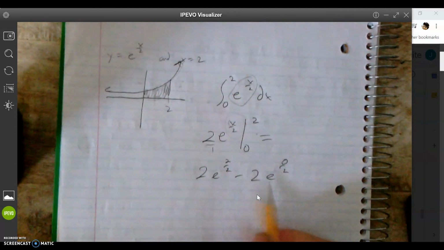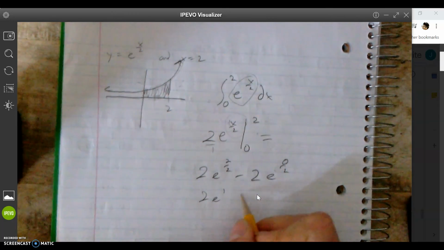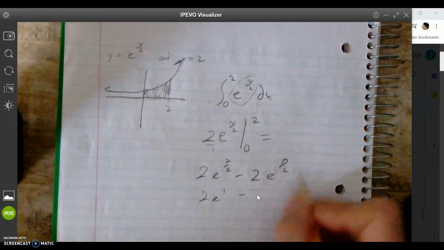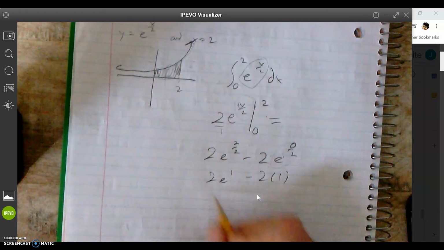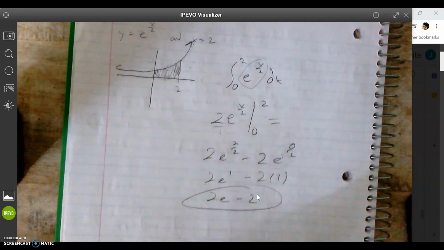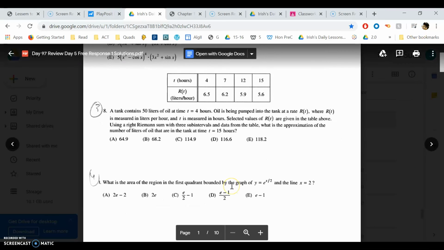So you plug in 2 and you plug in 0. So e to the 2 over 2 is e to the 1, and e to the 0, anything to the 0 power is 1. So it's 2e minus 2. Is that an answer, or do I have to simplify it more? I don't know. What is it? 2e minus 2? Yeah, A, got it.